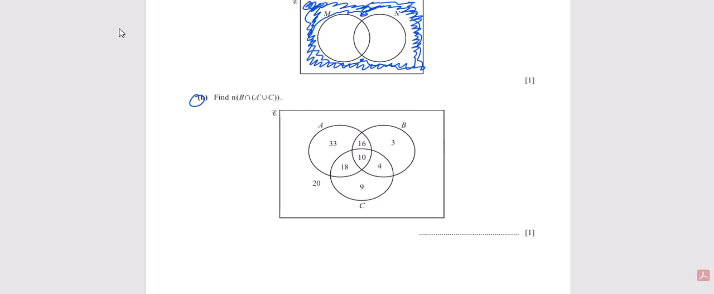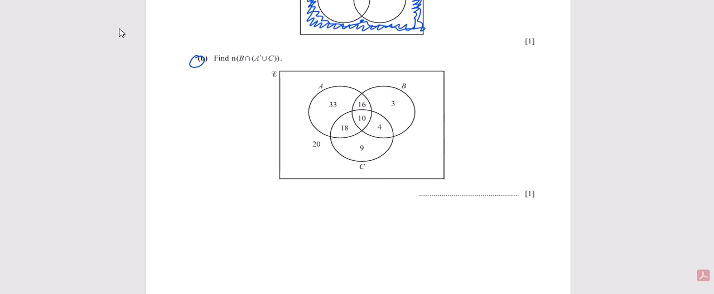Part B. n of B intersection (A complement union C). First of all, we find A complement. If we find A complement, this number and this number cancel. The remaining is this one.